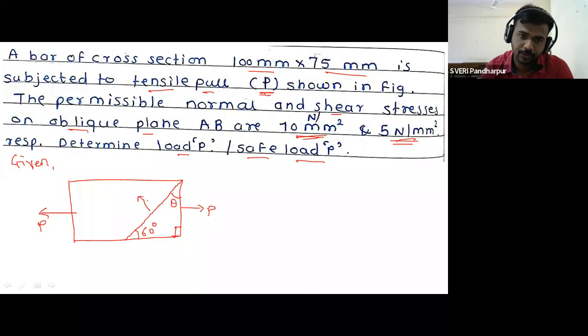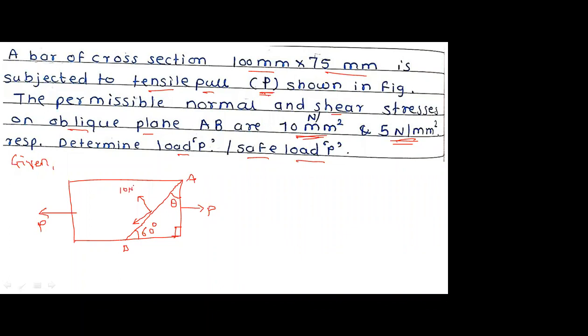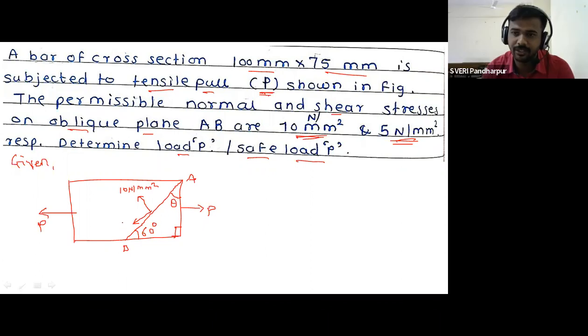Then this is the normal stress which is perpendicular to the inclined plane. That inclined plane we have to consider as AB. So this is A and this is B. So sigma n is equal to 10 Newton per mm square, and sigma t, that is shear, is equal to 5 Newton per mm square. So this is the figure.